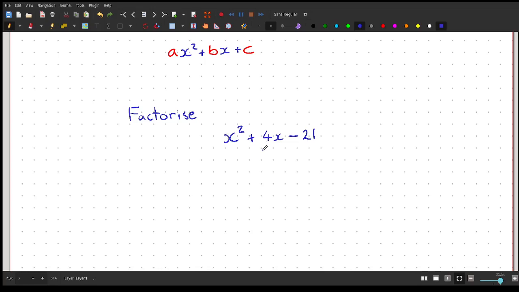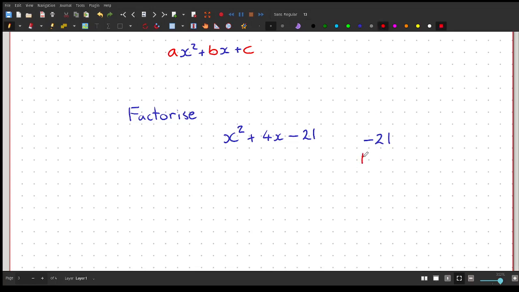And in that case, you're essentially looking for two numbers that multiply to make c and add to make b. So it's two numbers that multiply to make c and add to make b. The easiest thing to do is just take c, which is negative 21, and write down all of the things that you could use to multiply to make negative 21.